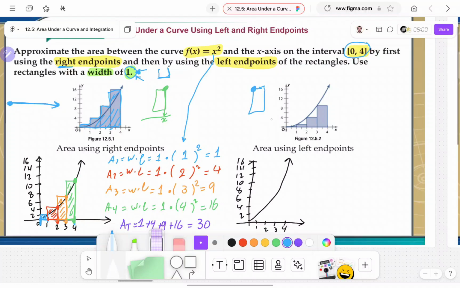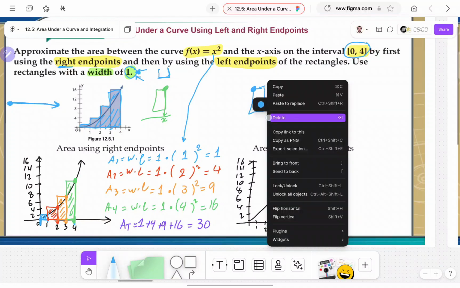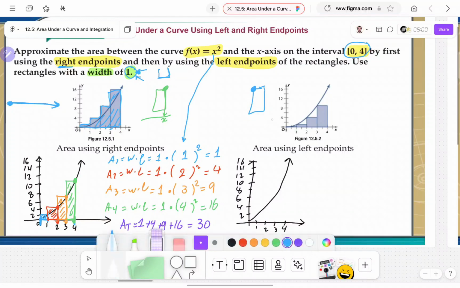From the left endpoint, I need to start from the last point on the right and go to the left. So from here and go to the left. First, I told you, you identify your interval. The interval is from 0 to 4. Then use the width. The width is 1. So I need to go one step from here to here. This is the first one, this is the second rectangle, this is the third rectangle, then this is the fourth rectangle. So I have 4 rectangles.